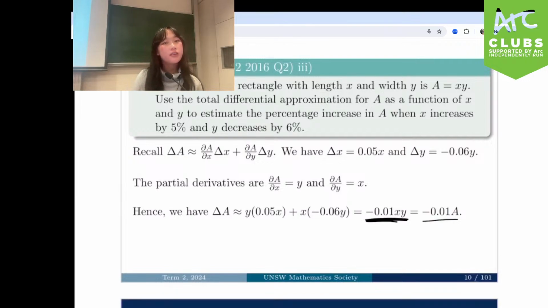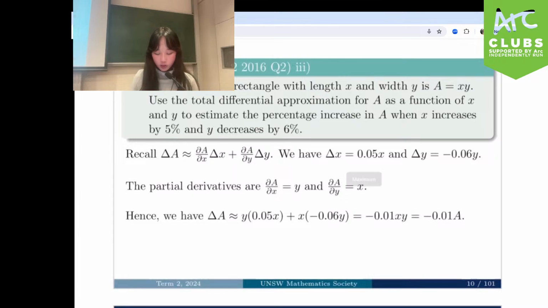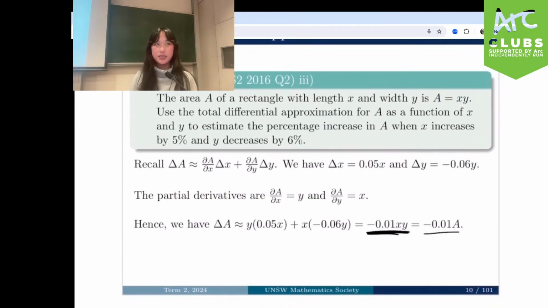Yes? Why do you keep, for the change in x and y, why do you keep the x's and the y's there? Okay, good question. So when we say that something increases by a%, that means that the change is a% multiplied by the original value. Okay? So let's say my height has increased by 5%, right? The change in my height would be 5% times my original height before the change. So our change in x here is 5% multiplied by the original value of x before our change. So it is 0.05x. Does that make sense? Yeah. Lovely. Okay.